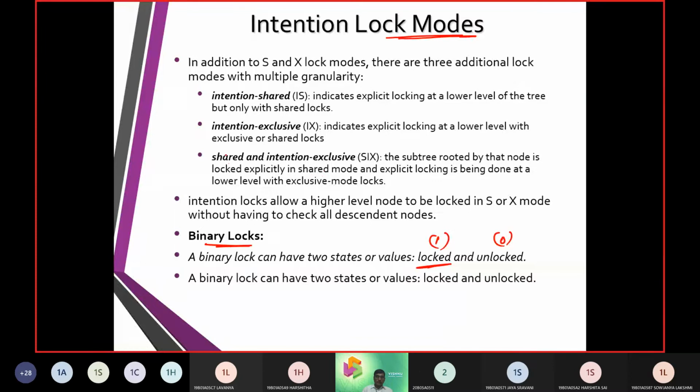So it can be taken up with the intention shared, then with an exclusive option, and then with both shared and exclusive options. When it is shared, it is a read operation. When it is an exclusive operation, it is a write operation. When it is shared and intention exclusive, it performs both read and write. Altogether, it can move from the lower levels to the higher levels.